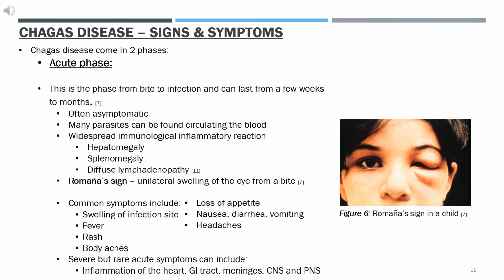So let's talk signs and symptoms. This disease comes in two phases, acute and chronic. The acute phase can last anywhere between 2 weeks to a couple months, and you can see a lot of circulating parasites in a blood sample.